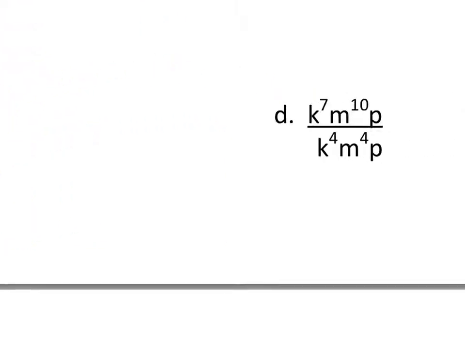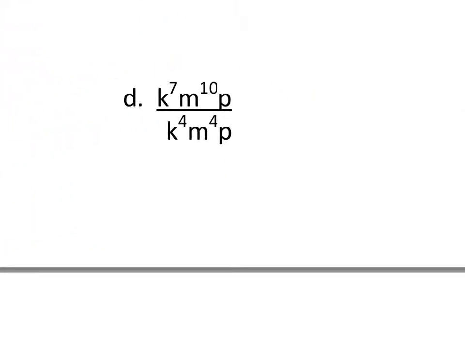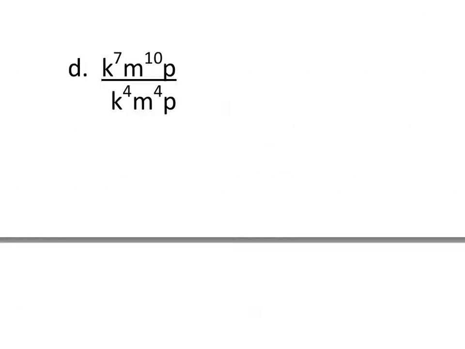Alright, last one. Again, notice that we're only putting exponents together that have the same base. So if I again look at just the k's, I have k to the 7 minus 4. Then I look at my m's, and I have m to the 10 minus 4.